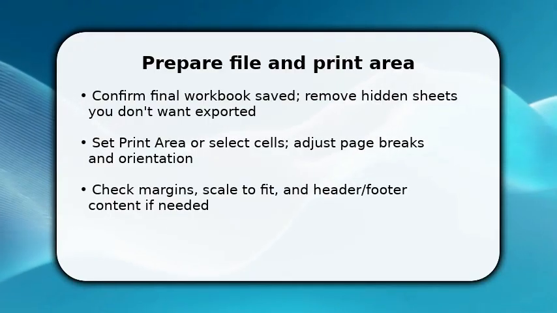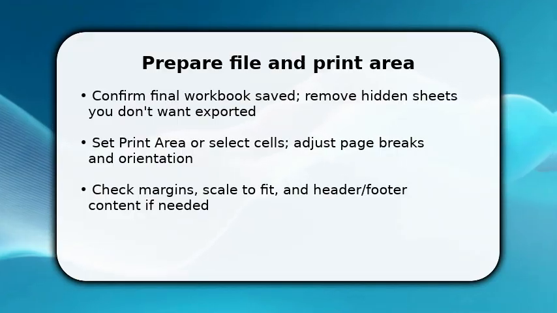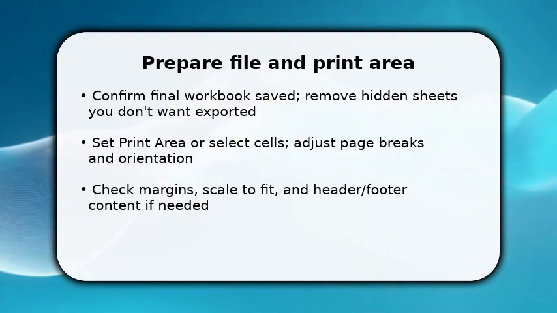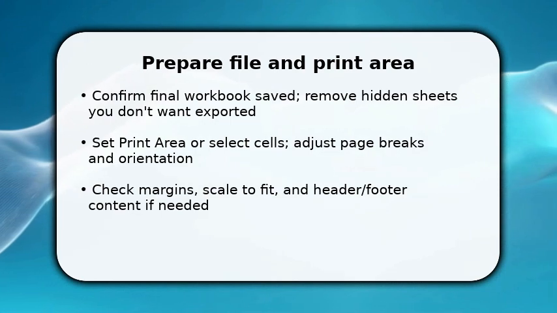You start by preparing the workbook so the PDF matches your intent. Save a copy, then define the print area or select the exact cells you want exported. Once done, set orientation to portrait or landscape and adjust page breaks so tables don't split oddly. Also set margins and scale to fit 100% or fit sheet on one page, so text size is acceptable. Make sure headers, footers, and hidden rows are handled now to avoid surprises later.